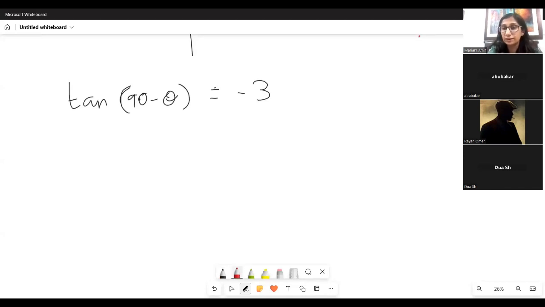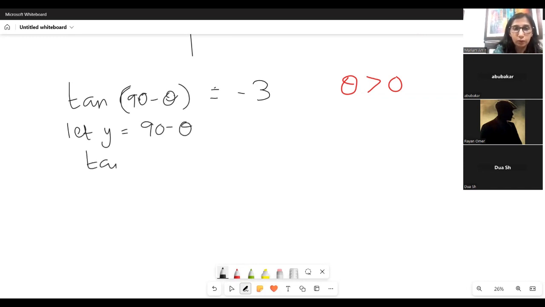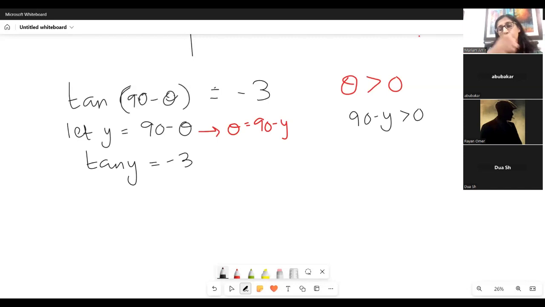Okay, so theta is greater than 0 because it's positive. So let y equal 90 minus theta. So tan y equals minus 3. Now I have to write the domain in terms of y as well. From here I know that theta is 90 minus y, so I'm replacing theta with 90 minus y greater than 0. Move minus y towards the right, so it is y less than 90.